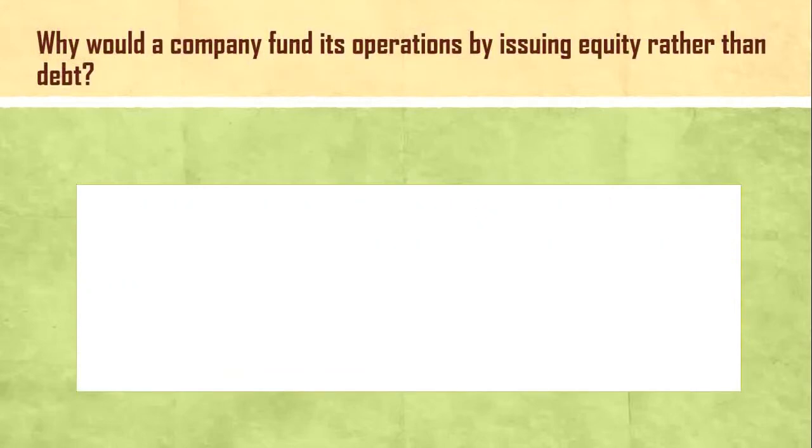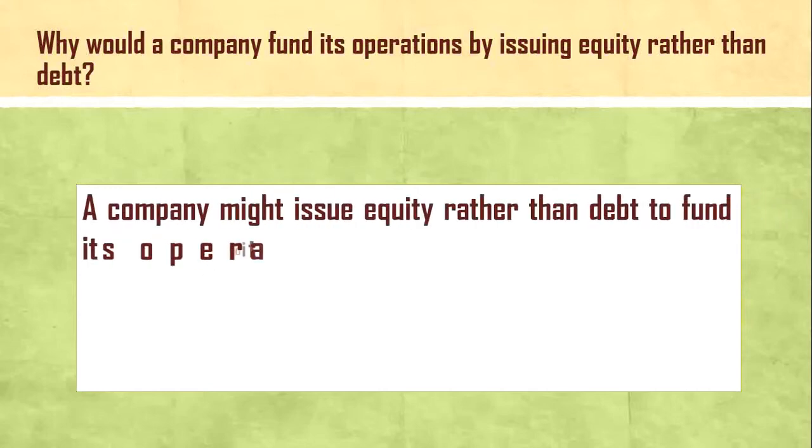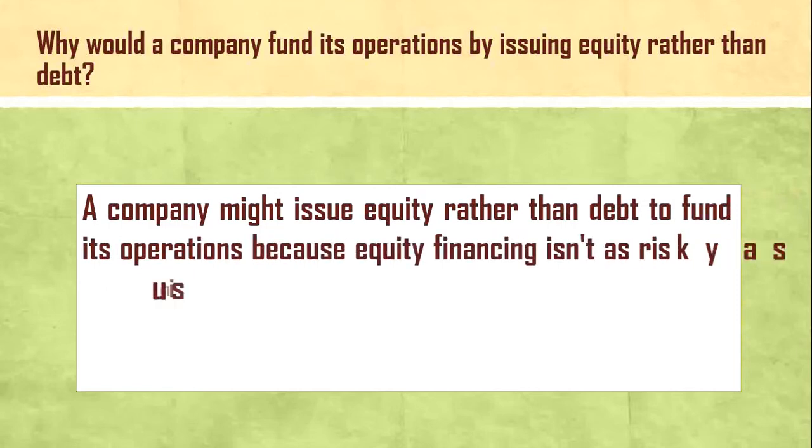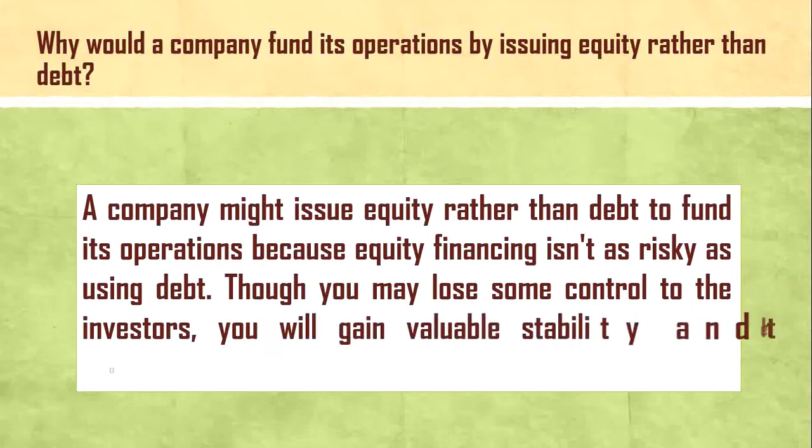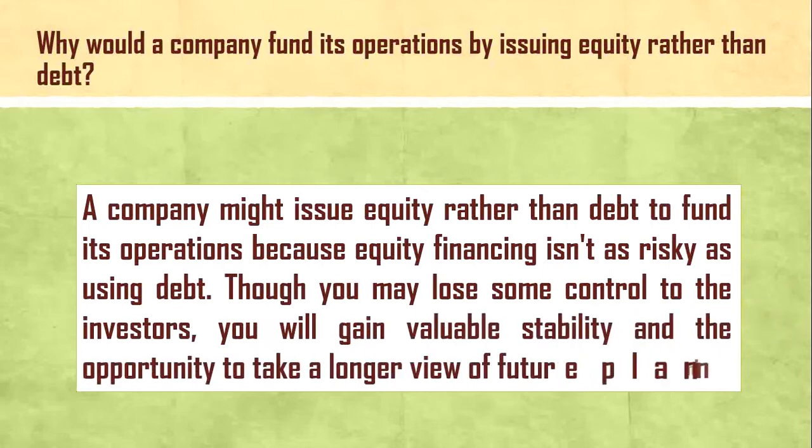Why would a company fund its operations by issuing equity rather than debt? A company might issue equity rather than debt to fund its operations because equity financing isn't as risky as using debt. Though you may lose some control to the investors, you will gain valuable stability and the opportunity to take a longer view of future planning.